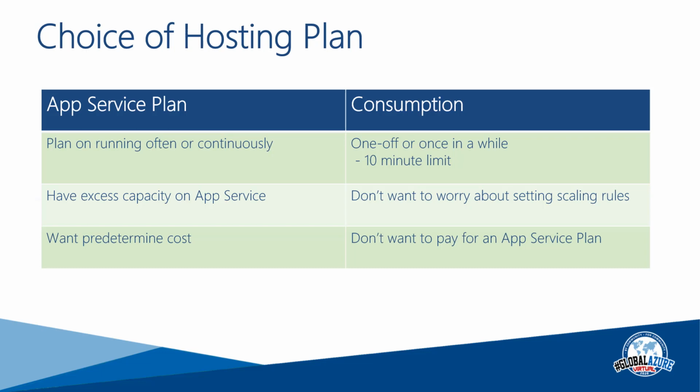The consumption plan should also be used if you don't want to worry about scaling. So you notice that in the app service plan, I had to specify the CPU average and then the threshold of 70%. But what if you don't want to, or what if you don't even know what metric or threshold you want to scale on? If you don't want to worry about that, just host it on a consumption plan. And then if you just don't want to pay for an app service plan, like I mentioned, if you have some webhook that's going to fire and trigger your function a couple times per month, you really don't want to pay for a whole app service plan.